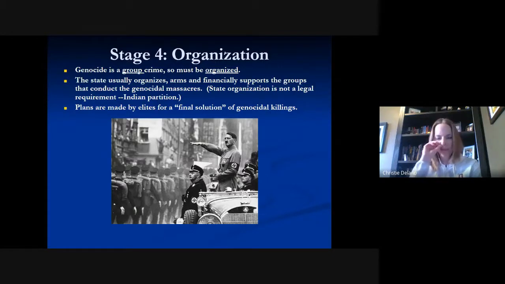And in the case of Nazi Germany and many other genocides, right, it is the state that organizes it. It is the state that arms it. It is the state that financially supports the various groups that are going to be conducting the massacres, right? Now, the state isn't a requirement, but in many cases it is there. Essentially, plans are made by the leaders or the elites for this so-called final solution. In Hitler's case, right, the mass genocide using concentration camps in order to execute mass numbers of people.